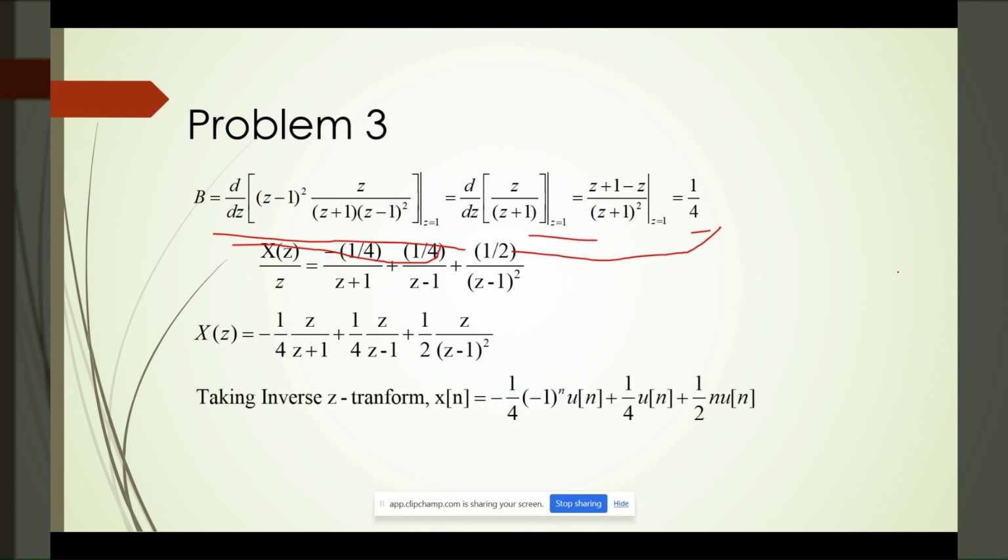another important thing is this is one. This is same as previous problem. Minus 1 by 4 as such. This is minus 1 the whole power n u of n. This is 1 by 4. This is plus 1 the whole power n u of n, which is nothing but u of n. So the square is there. When more than one power is there, we have to write n into u of n. This we have already seen in the properties of Z transform.